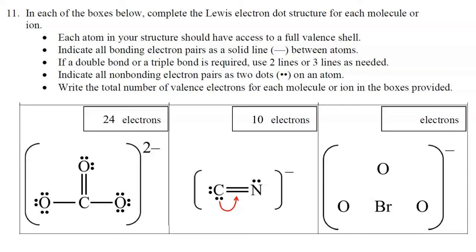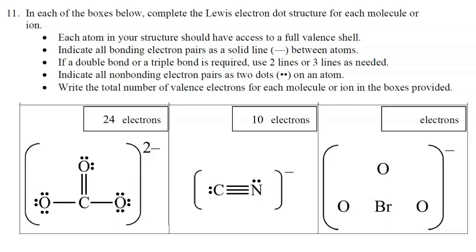Again, I'm moving electrons from an atom that already has an octet. I'm not going to move electrons from the nitrogen because it currently does not have access to a complete octet. So you normally take the electrons from an atom that already has a full valence shell. So when I make this triple bond, now each atom has access to 8 electrons, and I have a total of 10 electrons, so that structure is complete.